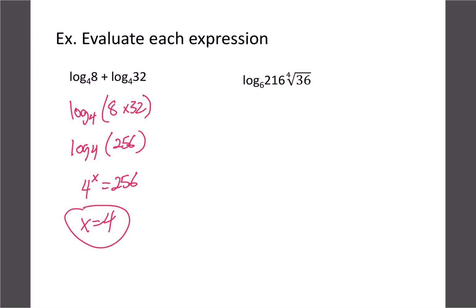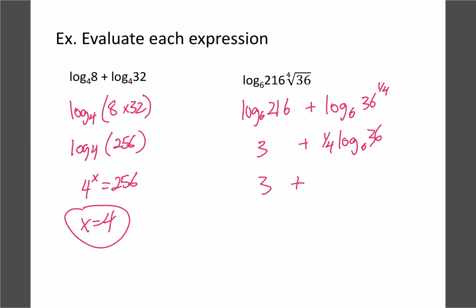Okay, the last one, log 6. And let's use the rule of 216. We'll use that, and then we'll split it up into log 6 of root 36, but it's a 4th root. So that would be 36 to the 1/4 if we wrote it like that. So we can simplify log 6 of 216: 6 to the power of 3 is 216, so that one's equal to 3. And this one, let's bring the 1/4 down in front. So we'd have 1/4 log 6 of 36.